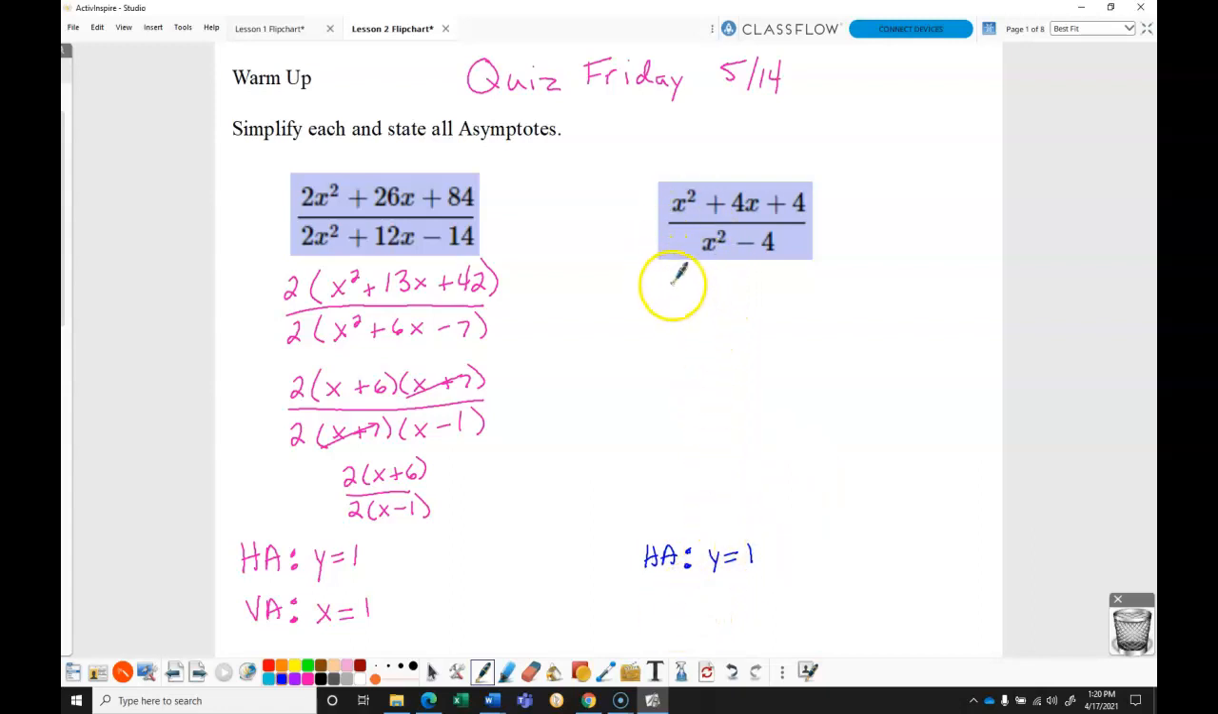Okay, so I'm going to factor the top. I need two things that multiply to 4 and also add to 4. That's going to be x plus 2. It's actually a perfect square trinomial. So we'll put a squared on that.